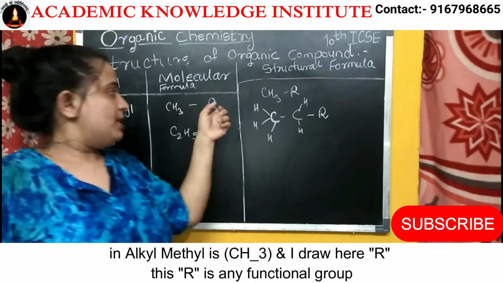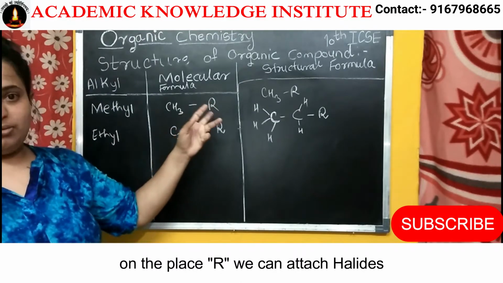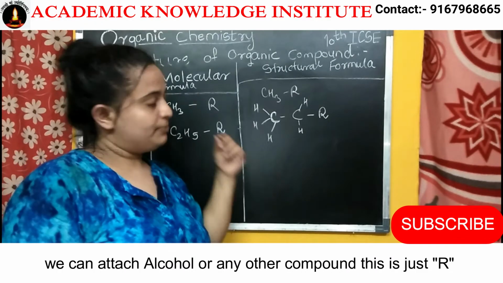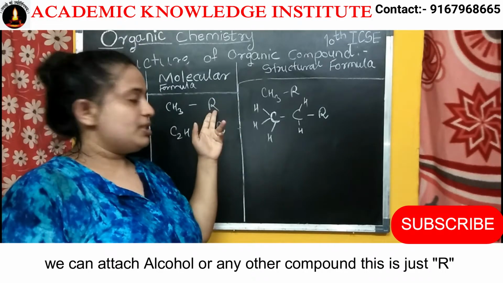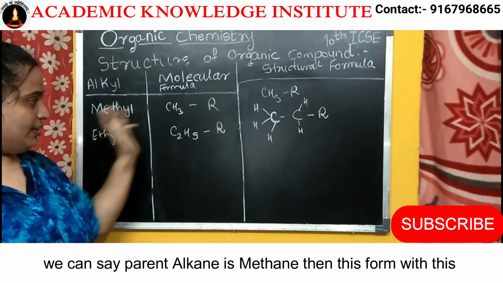And I draw here this R. This R is any functional group. In the place of R we can attach halides, we can attach alcohol, we can attach some other compounds. So this is just the R. So we can say the parent alkane is methane, and then this is formed from it.